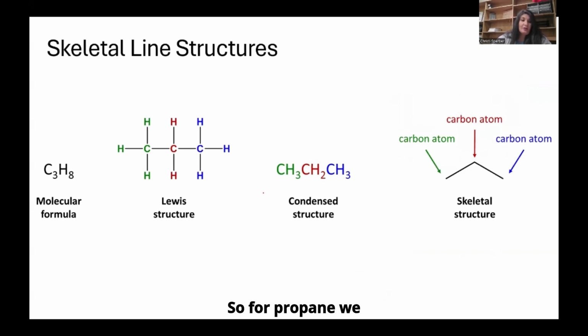So for propane, this is the Lewis structure, condensed structure. We have the CH3, CH2, CH3. In the skeletal structure, we have carbon atoms right here, 1, 2, and 3 at every end and every bend.